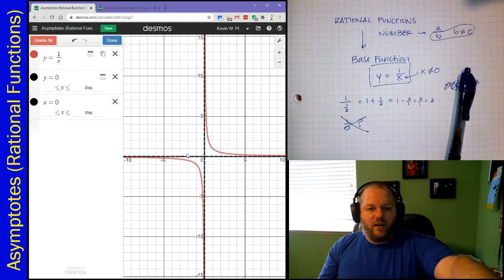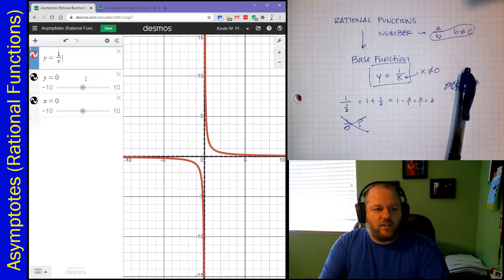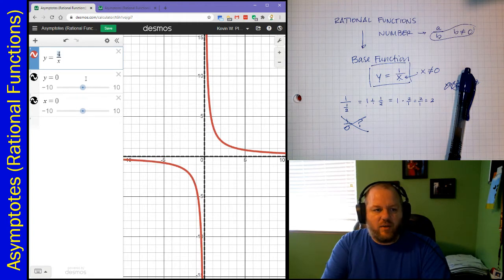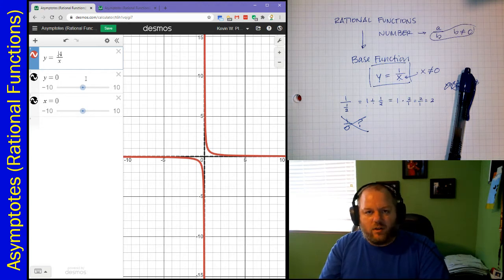And if our number here, if this was instead of 1, let's say this was 2, we can raise the magnitude of this, and we can make it bigger or we can make it smaller, just as long as that number doesn't get to 0. Because if you have 0 over x, then you just wind up with 0, and that's not a rational function. That's just a constant function.